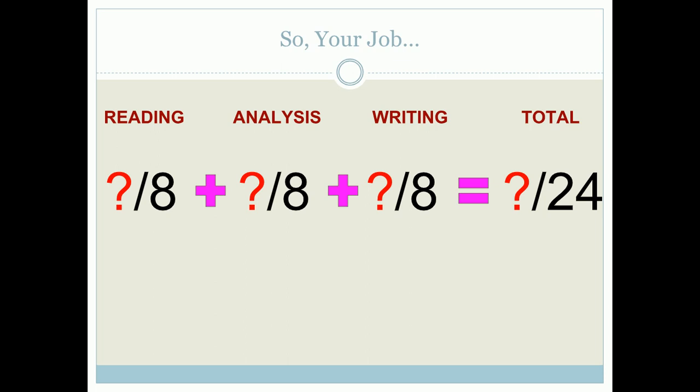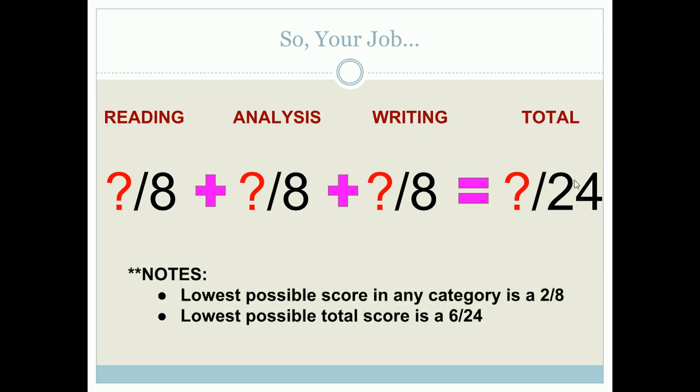You're going to be passing these essays back in class, and it's good for students to know what they messed up on. I always write at the end, when I write reading, analysis, and writing, a little explanation of why they got the score that they did. I think that's really helpful for students.